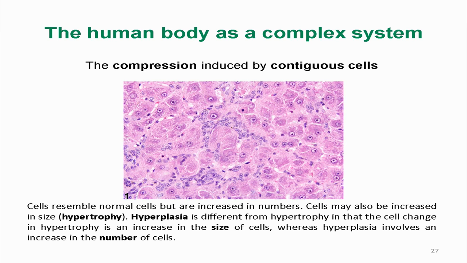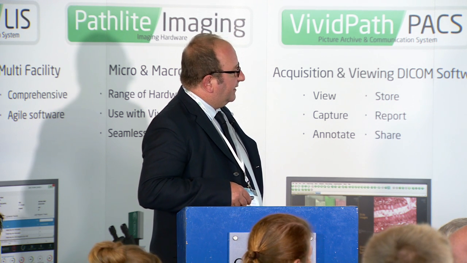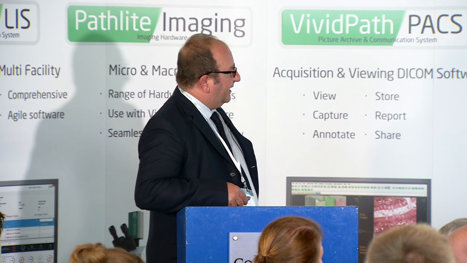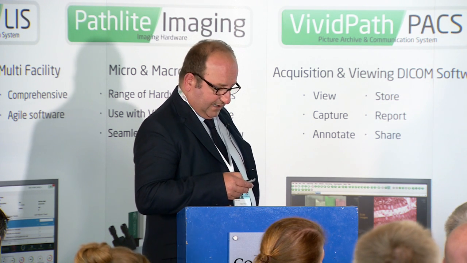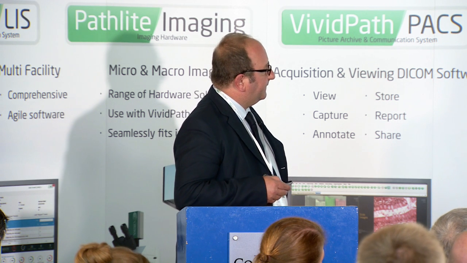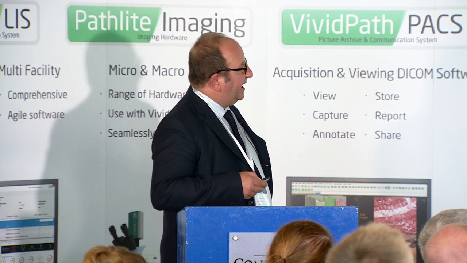Regarding the compression induced by contiguous cells, we know two phenomena called hyperplasia and hypertrophy. Hyperplasia is an increase in the number of cells, and hypertrophy is an increase in the size of the cells. In addition, we have a particular subcellular structure, the network of filaments, which is really important to the cytoskeleton, that is important to determine the shape of a cell.